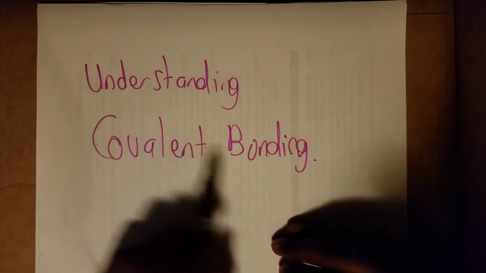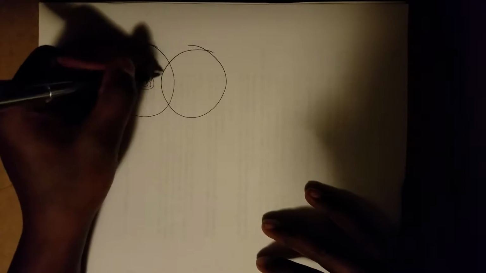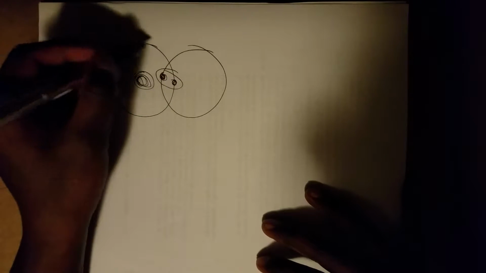Understanding, we're going to do covalent bonding. What is covalent bonding? How does it take place? Well, we know in covalent bonding, atoms, elements share electrons. Instead of giving charges, they share electrons. So this atom would share with this atom here, and they would both share, and they would form 8 on the outer shell.